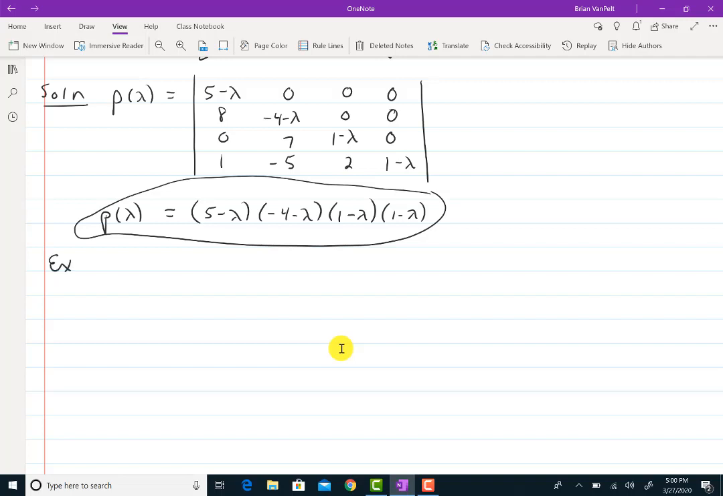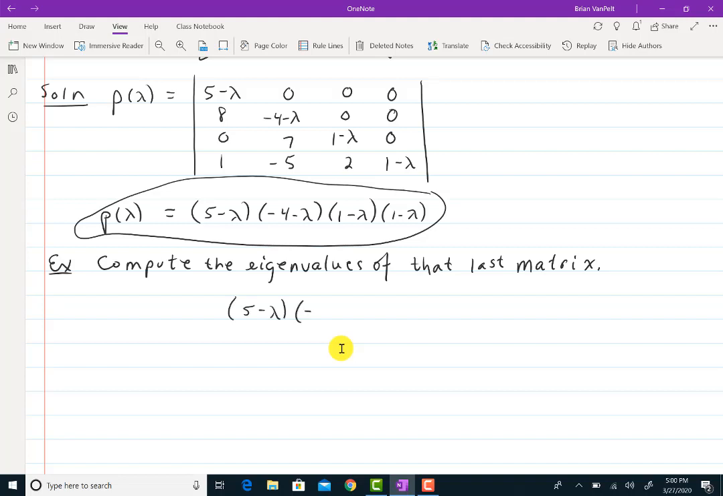So as a quick example, compute the eigenvalues of that last matrix. So basically, you would set 5 minus lambda times negative 4 minus lambda times 1 minus lambda times 1 minus lambda, all equal to 0. And we would get lambda equals 5, negative 4, 1, and 1.